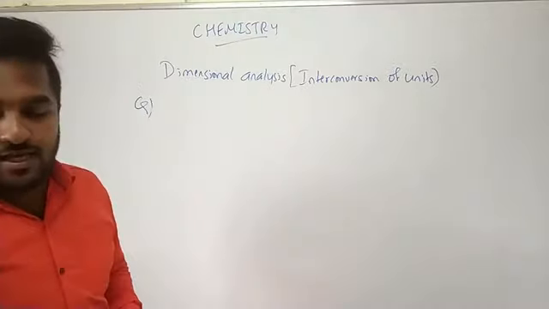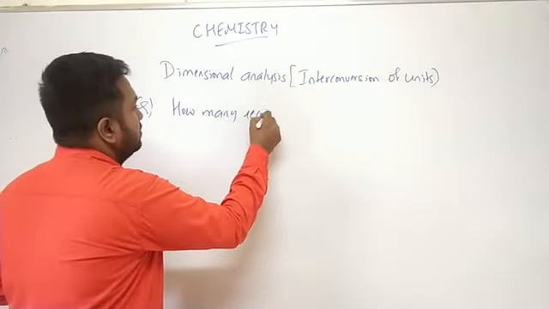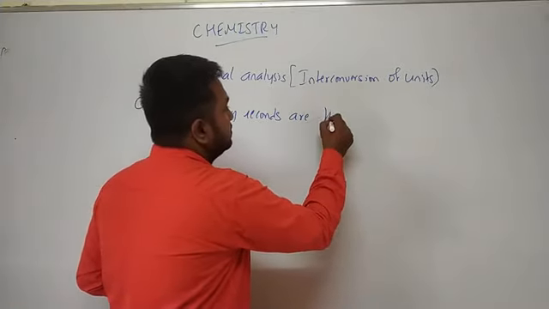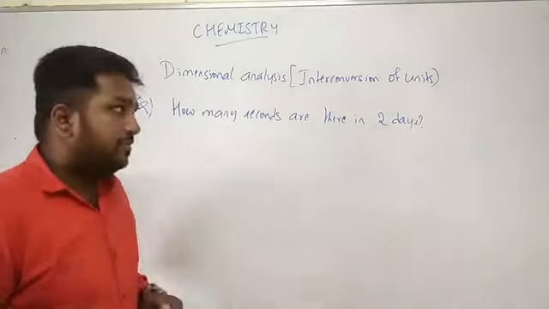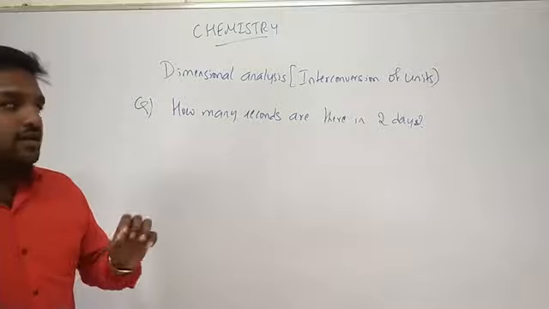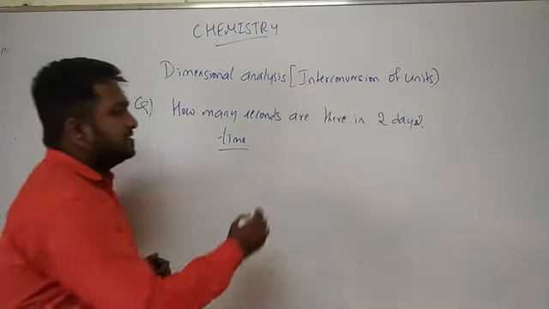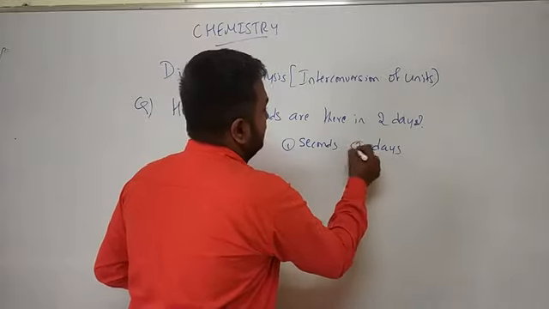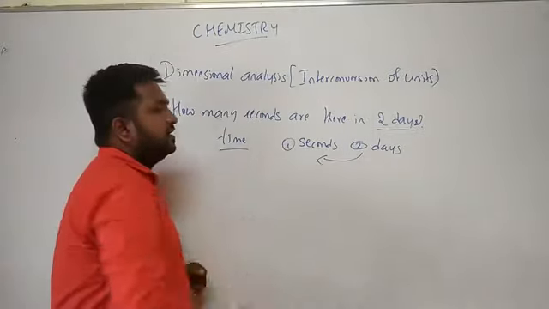So now let us take one more example. How many seconds are there in 2 days? Now, the physical quantity that we are talking about is time. Time is the physical quantity. So we have 2 units, one is seconds and one more is days. These are the 2 units. They have given it in days, we have to convert it to seconds.